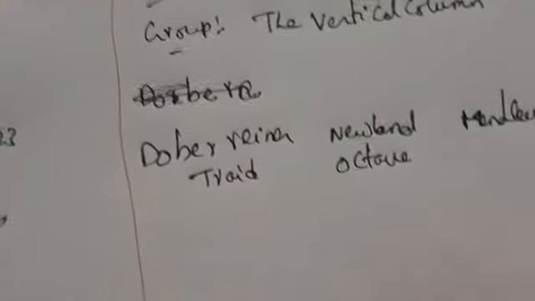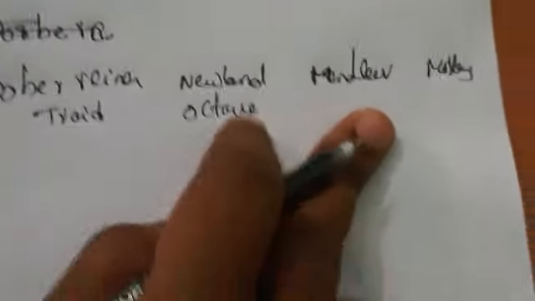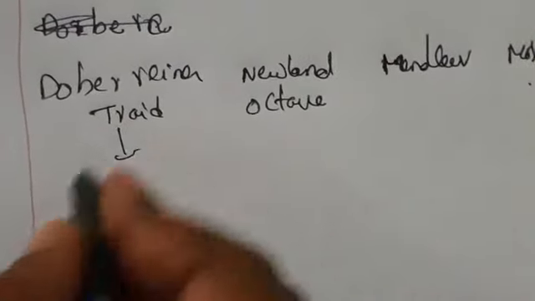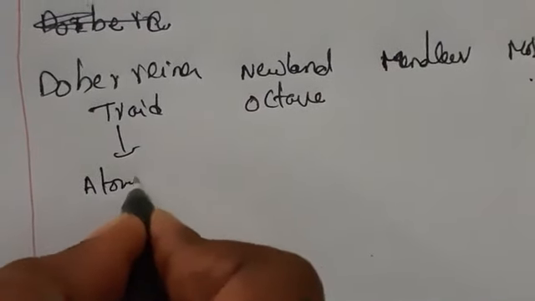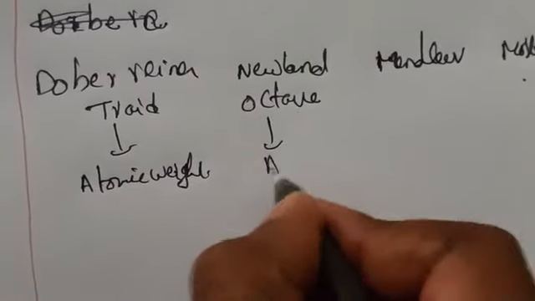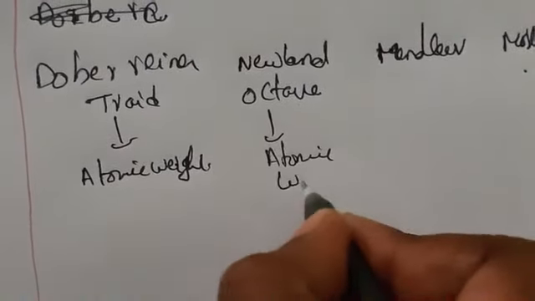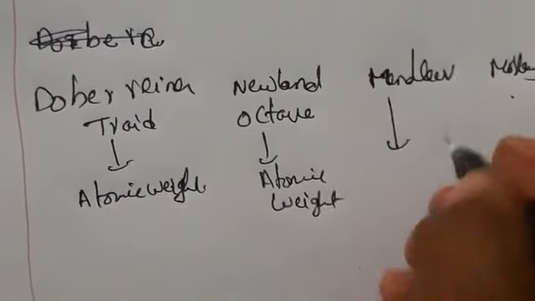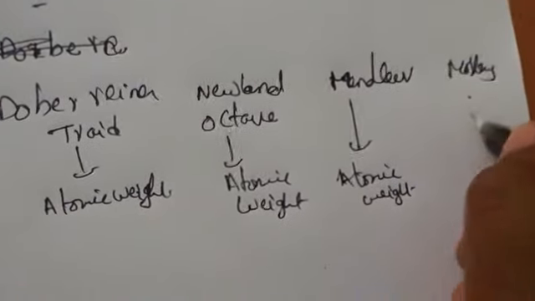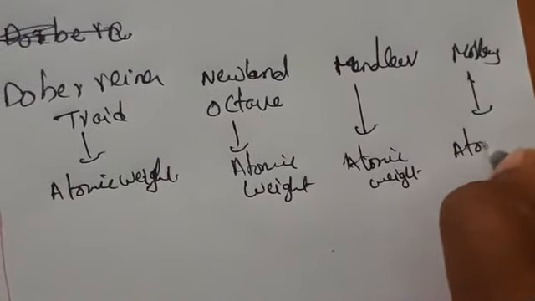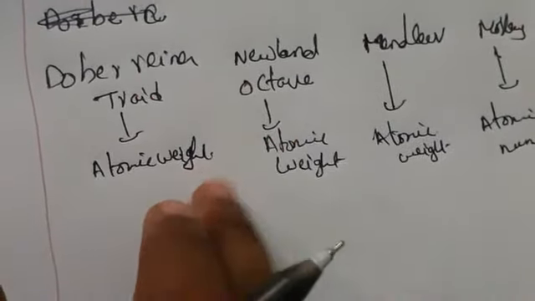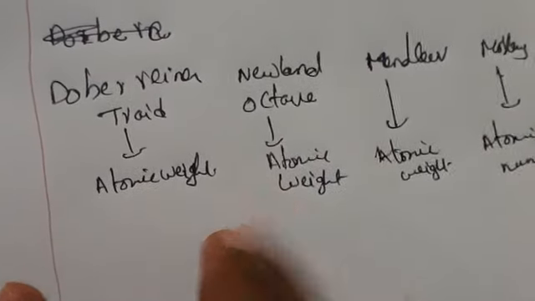All of these were based on atomic weights only, but Moseley based his on atomic number. Dobereiner, Newlands and Mendeleev explain atomic weight, and Moseley explains atomic number. Dobereiner said the atomic weight of the middle element is the average of the first and third elements.